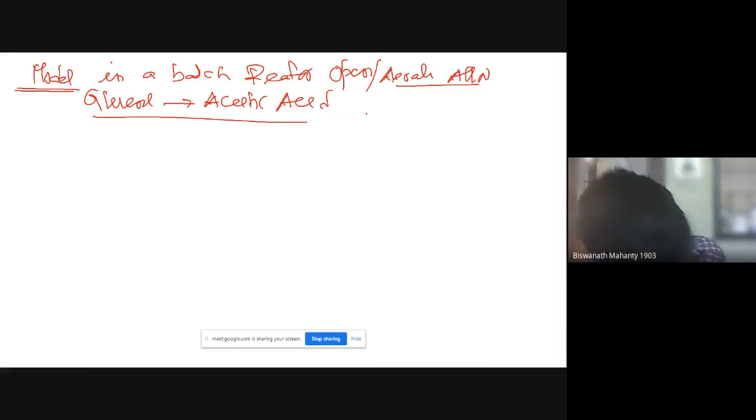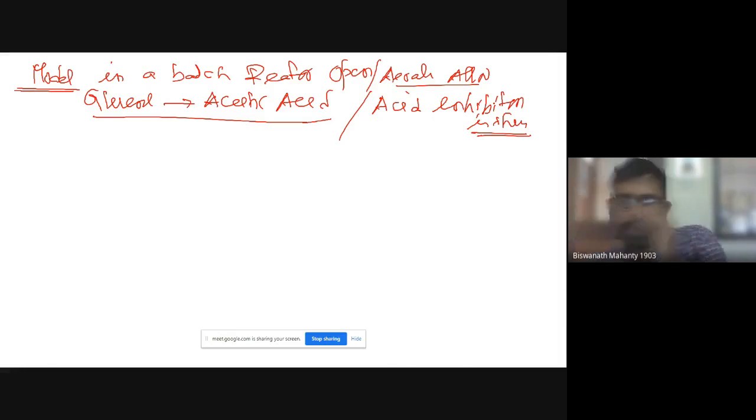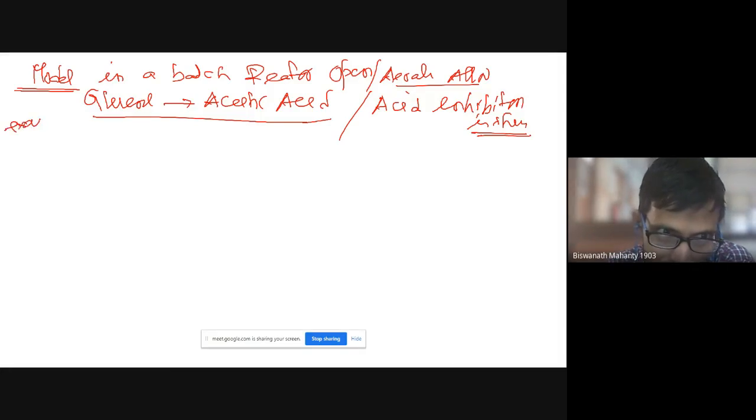And I am also assuming that acid can have some inhibitory effect. Depending on pH, I am assuming acidic environment inhibition is there, for example, or we may not assume that also. So you understand what model I am going to make. This is an example case, and I'm asking you to do the same exercise.